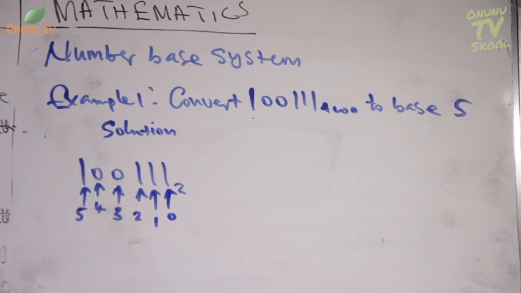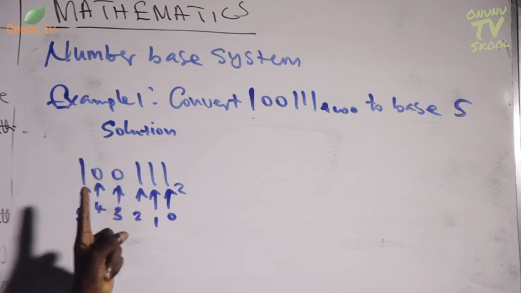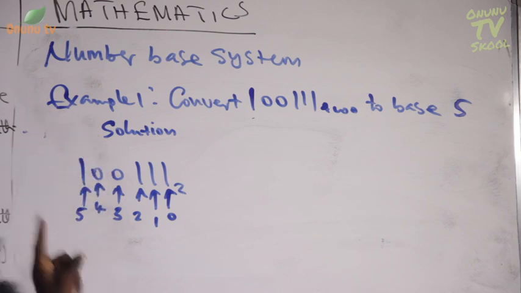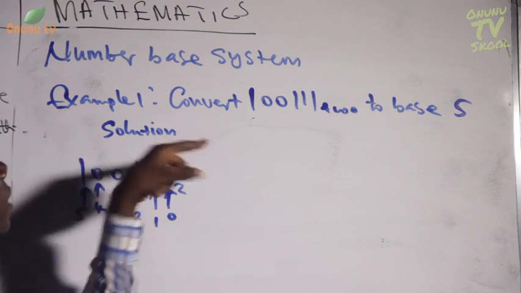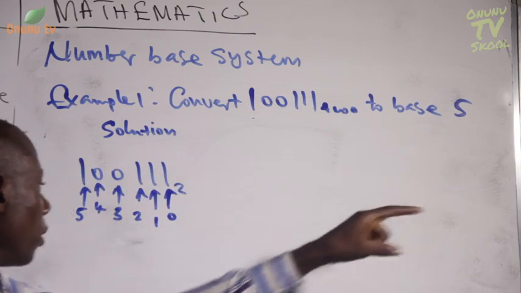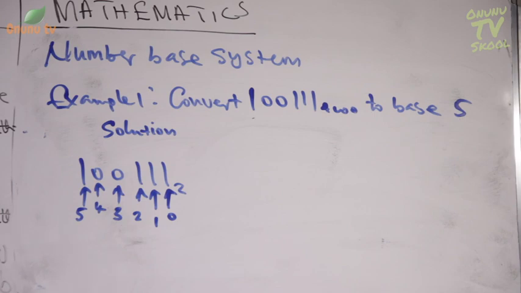Now, for you to convert any number base from one base to another other than base 10, you first of all convert that number to base 10. When you convert to base 10, you now convert to the required number base. Let's convert this to base 10 first of all by our regular expansion that is well taught in junior secondary. I hope we discussed it last week, and it is very interesting and understandable.